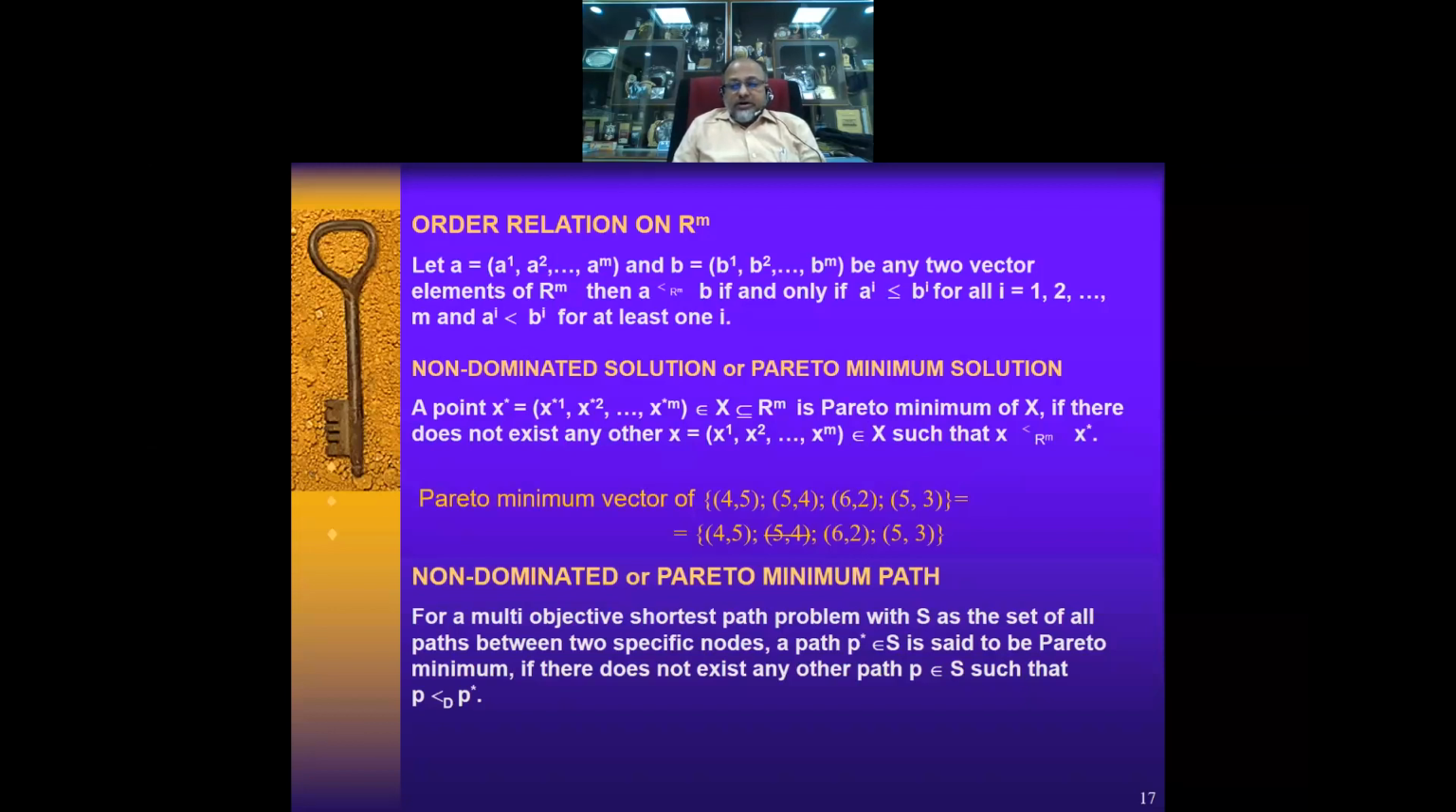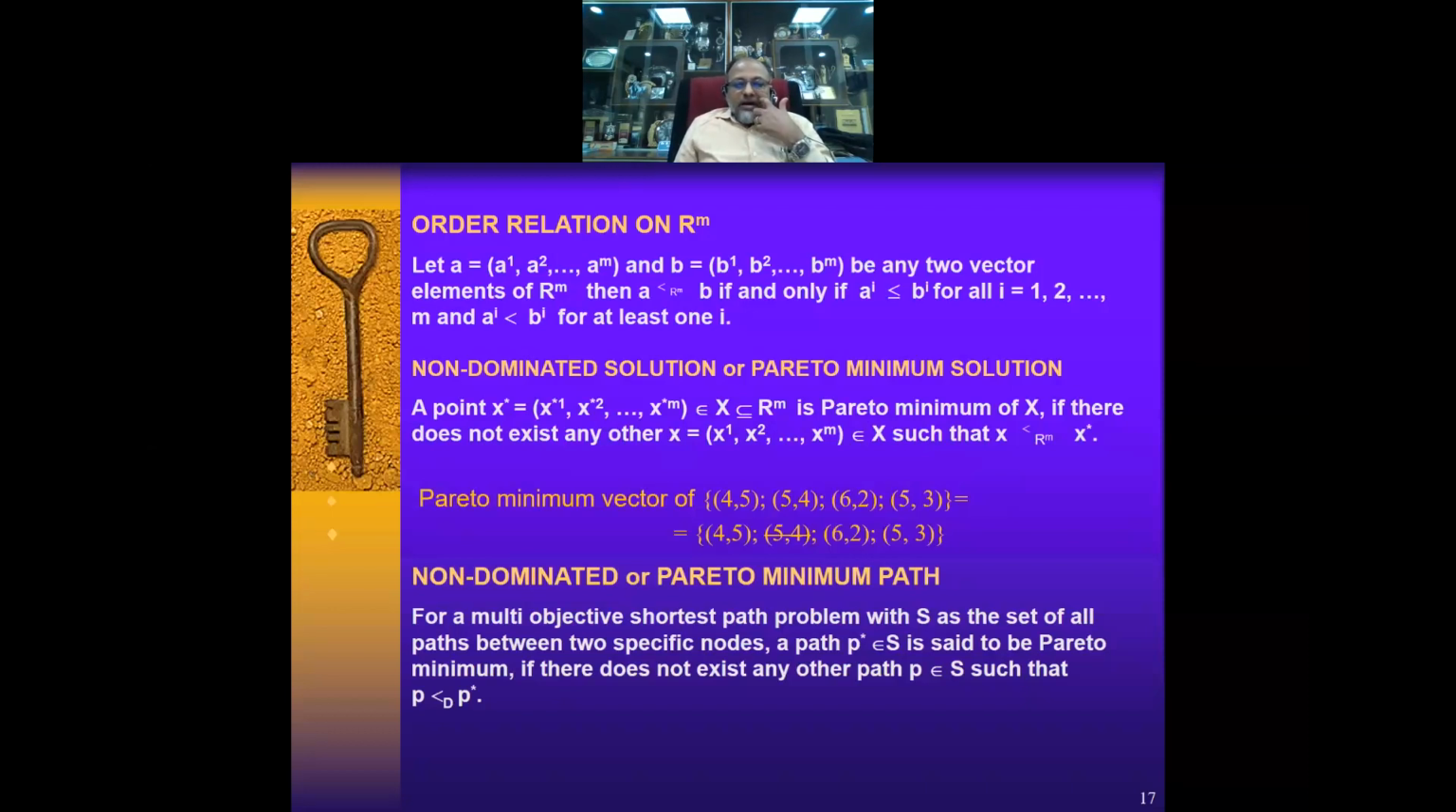Now coming to (6,2) and (5,3), you need not compare (6,2) with (5,4), because the non-dominated vector has already been selected. Now (6,2) is compared with (5,3): 6 is greater than 5, 2 is less than 3. Therefore, I cannot exclude (6,2). I have to include (6,2) in the set of Pareto minimum vectors. Therefore, among the four vectors, the set of Pareto minimum or non-dominated vectors are (4,5), (6,2) and (5,3). I think with this example you can understand what a non-dominated solution of a set of vectors is.